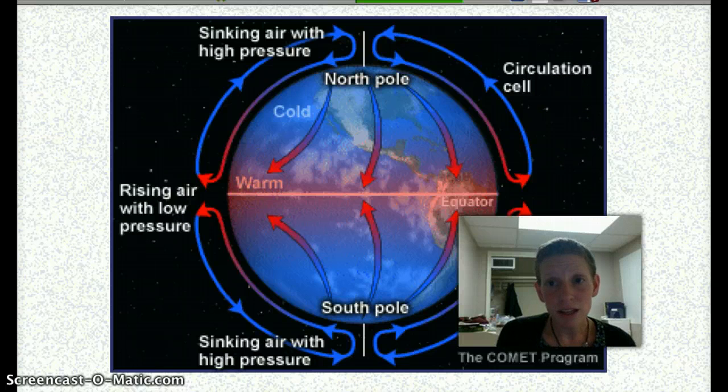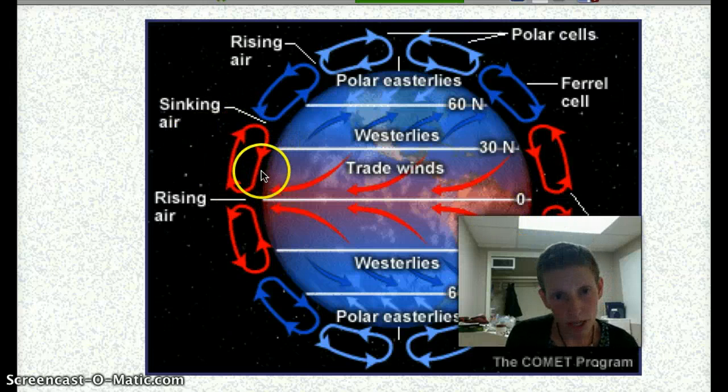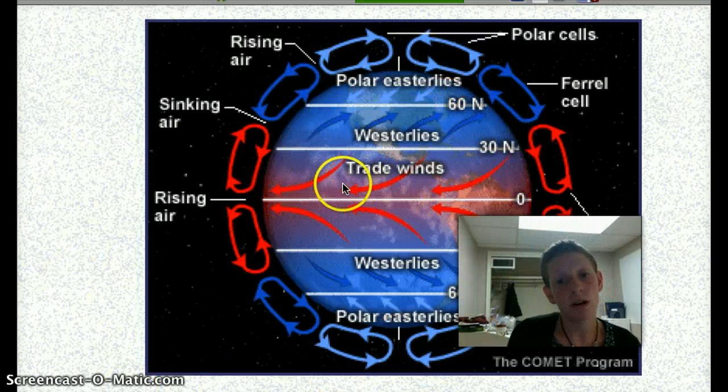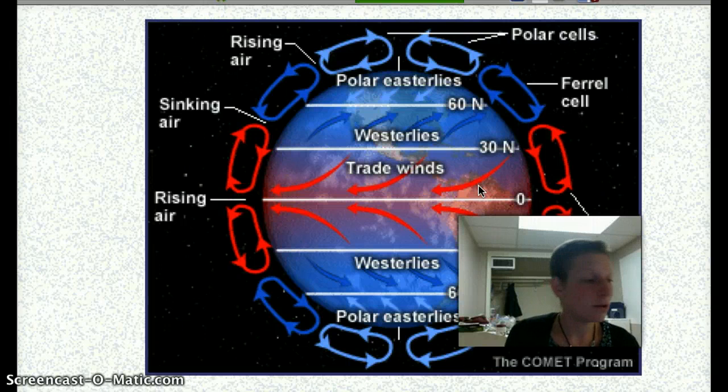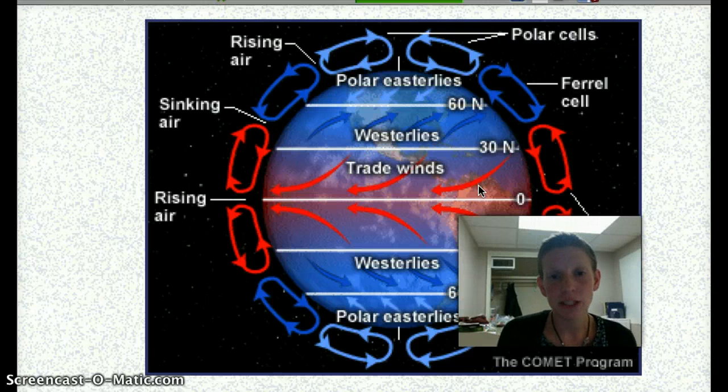In actuality, we've got something more like this happening, where we have these cells, these belts of different convection cells around the Earth due to warm air rising and colder air sinking, warmer air rising, colder air sinking. And this plays a huge part with our winds. So I'll leave you with that at the moment to think about.